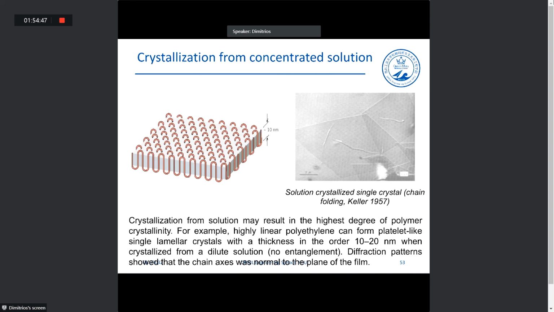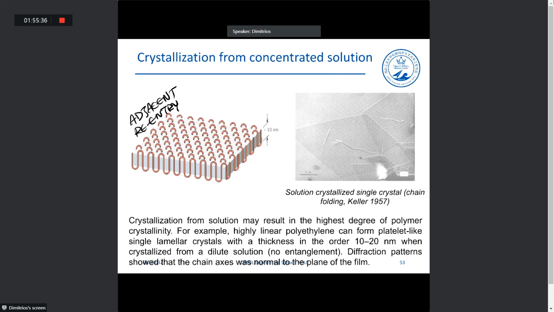And a bit more detail about crystallization from solution. As I said, in order to have this adjacent reentry model, we want extremely high degrees of crystallinity and very, very precise growth conditions. Okay, and of course, this process is not, let's say, compatible with industrial techniques. It's only happening because of scientific curiosity, and it can only be prepared in tiny amounts of samples.